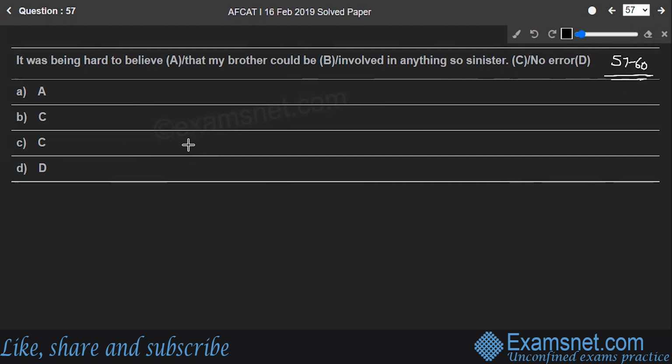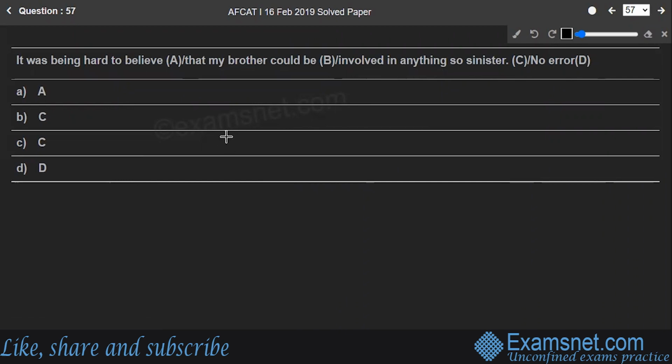Okay, let's read. It was being hard to believe, A, that my brother could be, B, involved in anything so sinister, C. Sorry, this is the A part. It was being hard to believe. This is the A part. That my brother could be, B part, involved in anything so sinister, C part, or it is having no error. That is the D part.